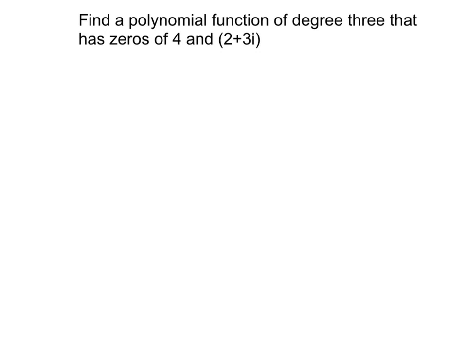In this example, we're asked to find a polynomial function of degree 3 that has zeros of 4 and 2 plus 3i. We are told that this is degree 3.